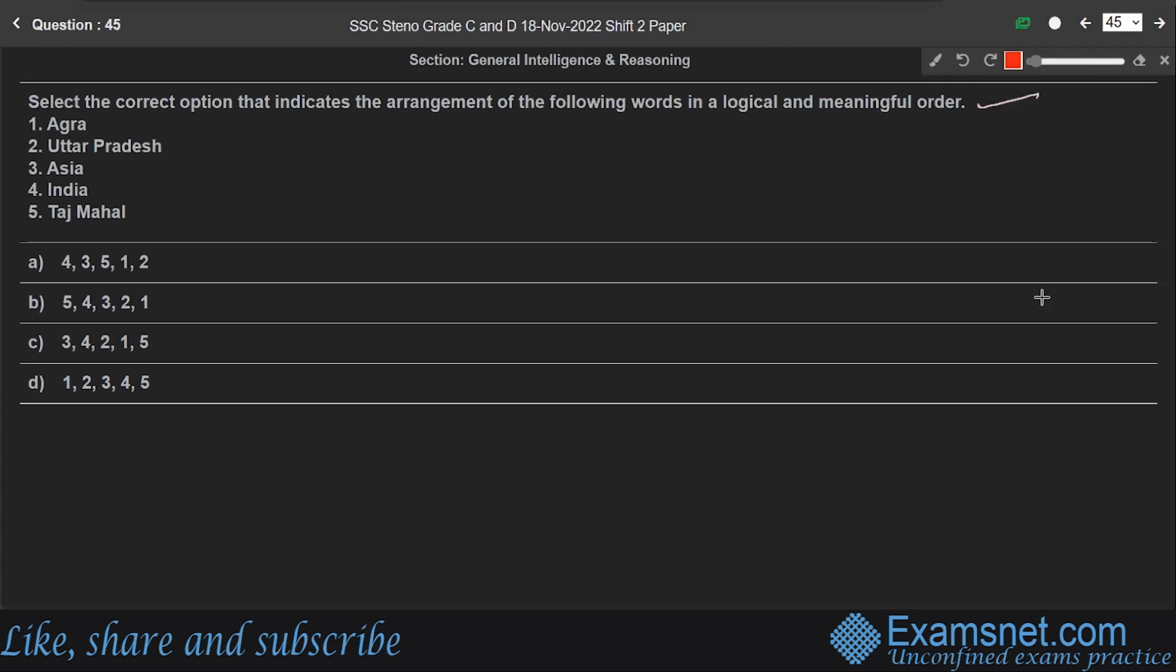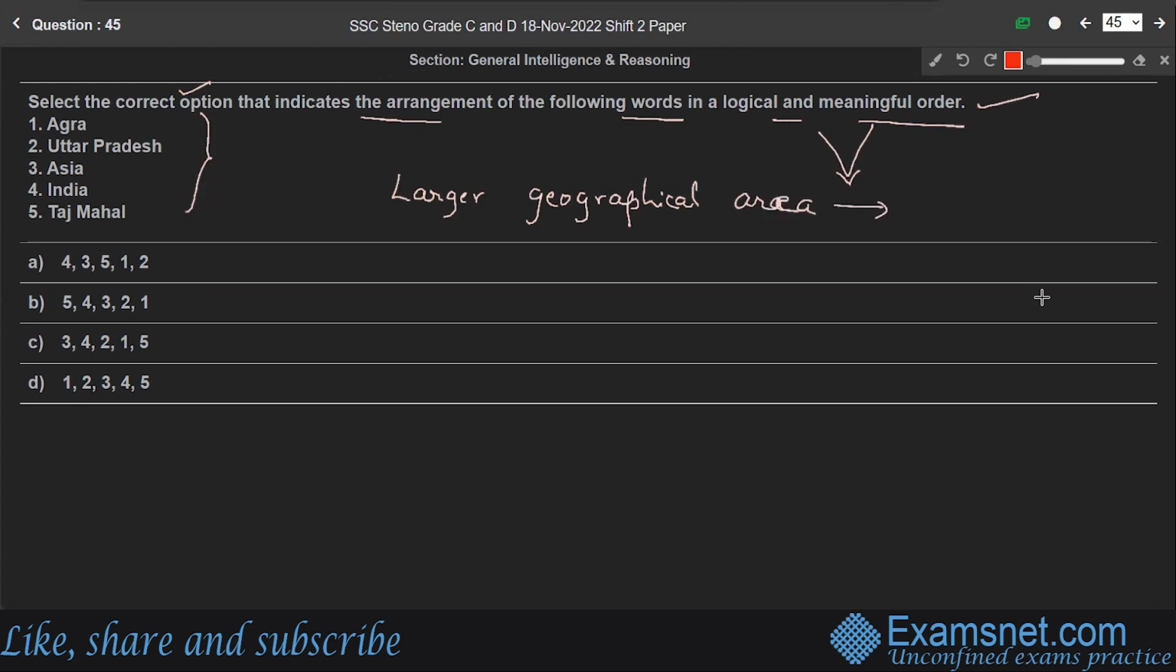Question 45. Select the correct option that indicates the arrangement of the following words in a logical and meaningful order. Here the given words are Agra, Uttar Pradesh, Asia, India, and Taj Mahal. According to the geographical area, we have to arrange the given words. That means the given words are based on the hierarchy from the larger geographical area to smaller ones. So here the first word is Asia.